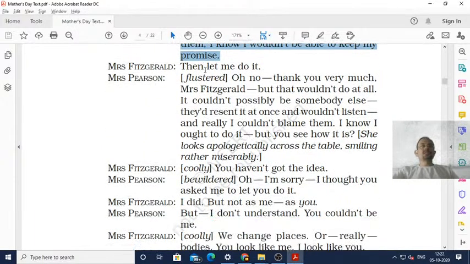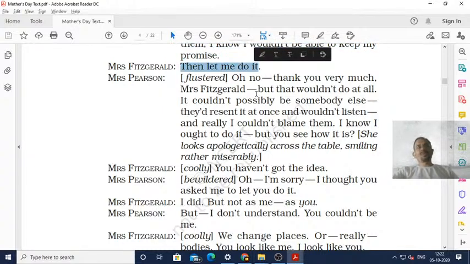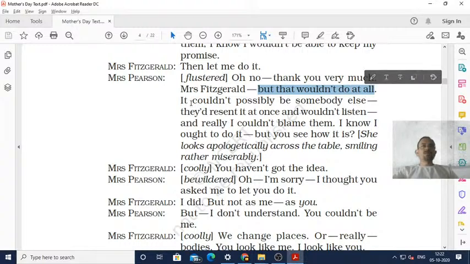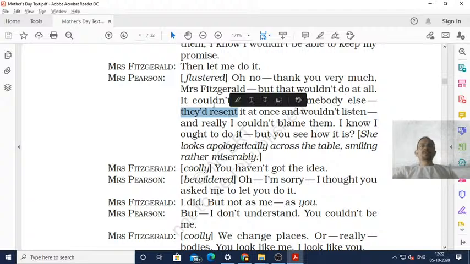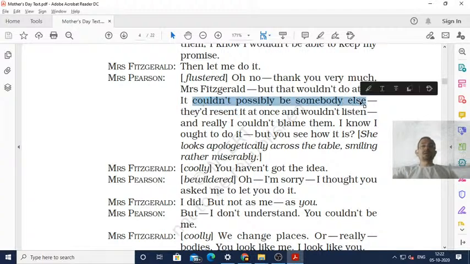Then Mrs. Fitzgerald said, then let me do it for you. Mrs. Pearson, flustered: Oh no, thank you very much, Mrs. Fitzgerald, but that wouldn't do at all. It couldn't possibly be somebody else. They would resent it at once and wouldn't listen.